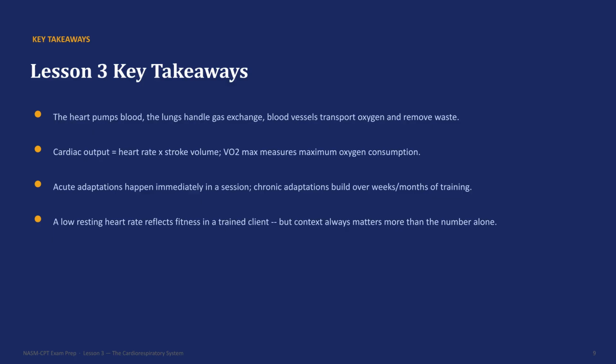Let's bring it all together. The heart pumps blood. The lungs handle gas exchange. Blood vessels transport oxygen and remove waste. Cardiac output equals heart rate times stroke volume. VO2 max measures maximum oxygen consumption. Acute adaptations happen immediately in a single session. Chronic adaptations build over weeks or months of training. And a low resting heart rate reflects fitness in a trained client. But context always matters more than the number alone.